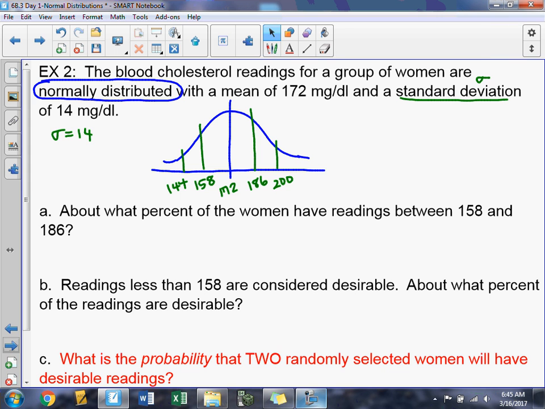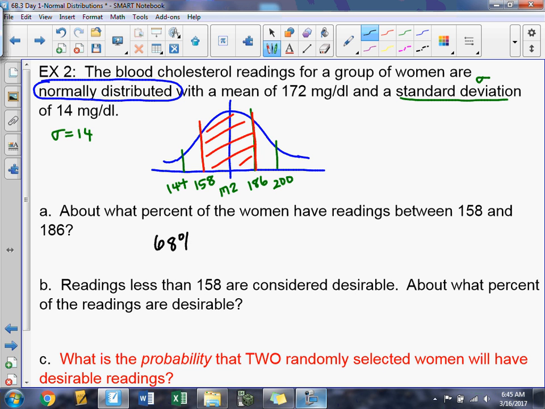That's only 2. But if we look at our problem, part A, about what percent of the women have readings between 158 and 186. So I already have enough on here. Here's 158, here's 186. We are looking for this part in between. So if we're looking for that part in between, we have to know what percentages we're talking about. Well, that's 1 standard deviation above or below, so we should be able to recognize pretty quickly that that is 68%. That's just 1 standard deviation above and below. Or we can write our numbers on here. This is 34%, this is 34%. Okay, so 34 and 34 is 68.